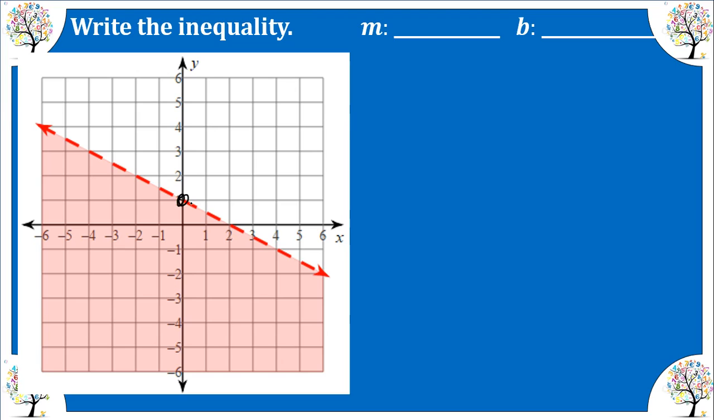Here, let's find our slope. We're going down 1 and to the right 2. So -1/2, and it passes through 0, 1. We have y. We have an open line, so we don't have the equal. Our shading's in the lower half, so that's less than. My slope is -1/2 times x plus 1. I hope this helps.